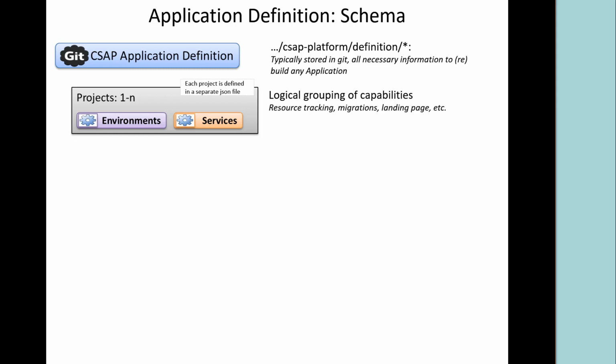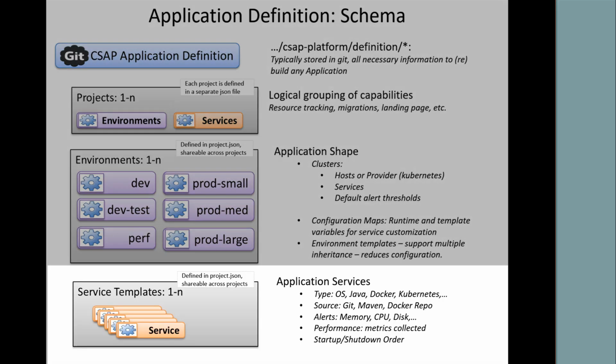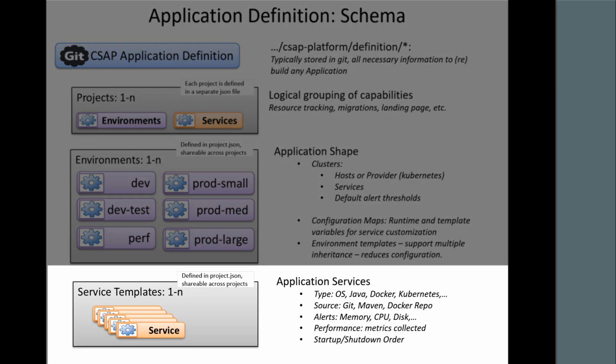CSAP capabilities leverage the application definition. Managed as a Git repository, the application definition folder enables teams to compose their application. At the top level are projects, which are comprised of environments and services. There may be 1 to n environments. These include the relationship between both hosts and services. The final element are the service templates.